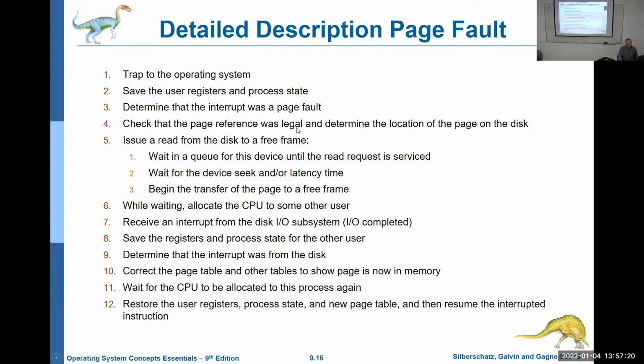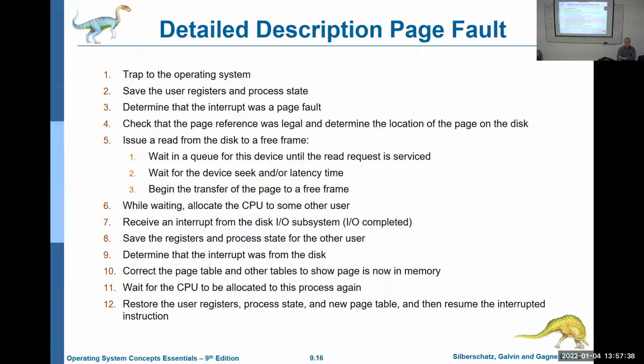And if it was legal, then determine the location of the page on the disk. Like I said, now we're going to issue a read from the disk to a free frame. Actually, it's missing a step. I could put it in 4.5. Find a free frame in your free frame list, right? You've got to find a free frame.